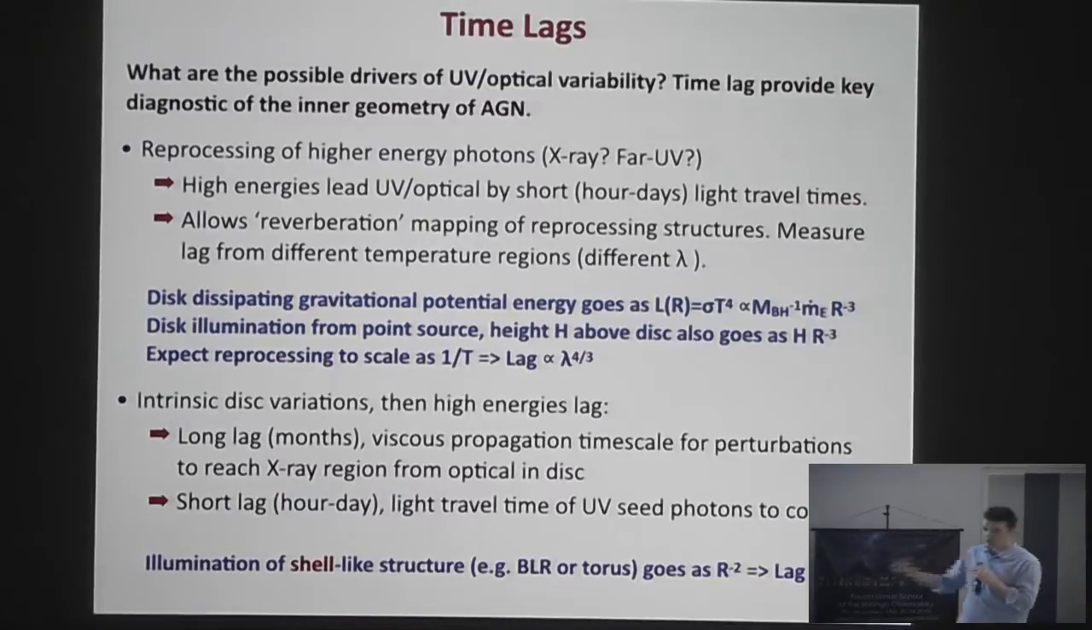You also have a much shorter time scale, which is essentially the light travel time. So the UV photons, the seed photons, are traveling on the order of hours to days to the corona. And the corona is then upscattering those photons to the X-ray. In this case, basically you're talking about illumination of a shell-like structure, and so it should go as r to the minus 2, and so the lag should go as wavelength squared or so. Just to give you an idea of the differences and where you potentially look for some physics here.